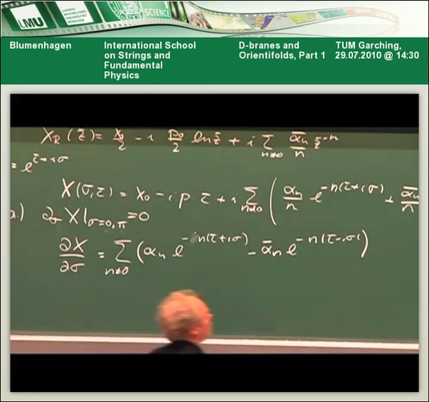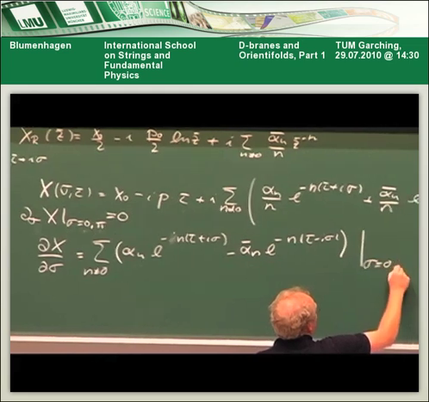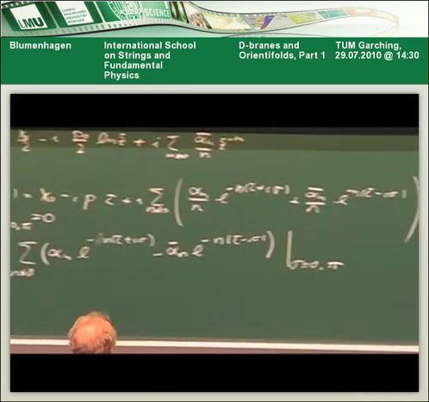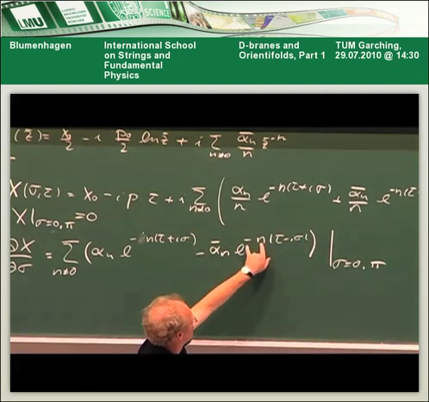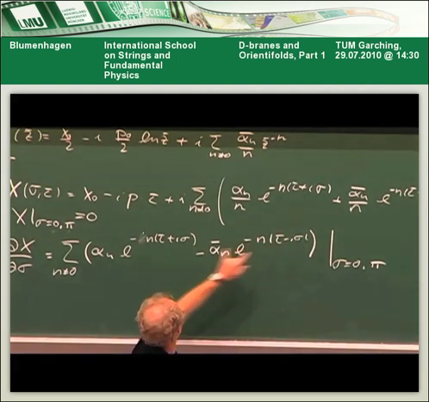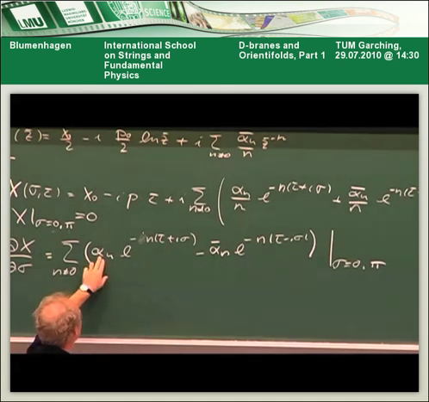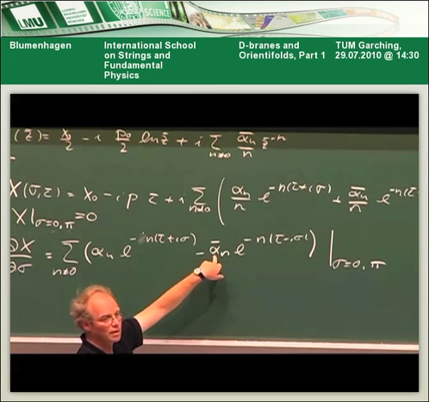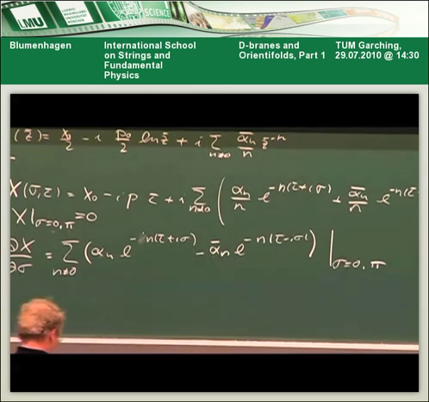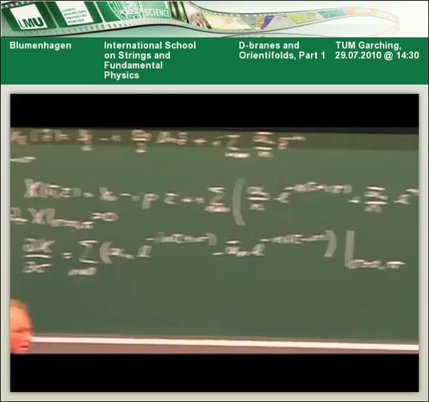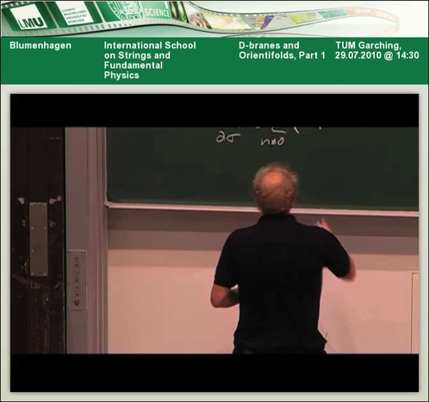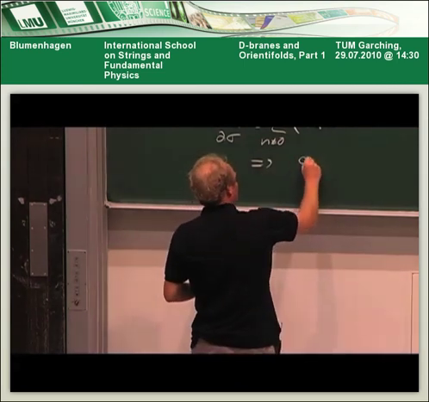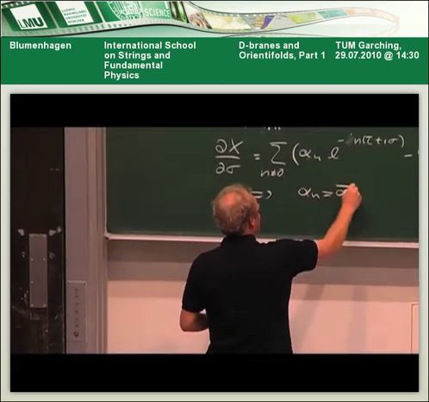And this I require at both positions, sigma equals 0 and pi. So if I do it at sigma equals 0, this term isn't there, it has the same exponential function here depending on tau. So this just tells you that, and this has to be satisfied for all n, that alpha n has to be equal to alpha n bar. So that the left moving excitation is the same as the right moving one, which is just this reflection at the boundary.